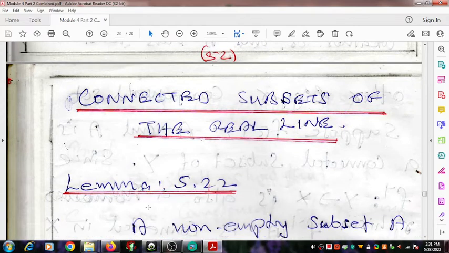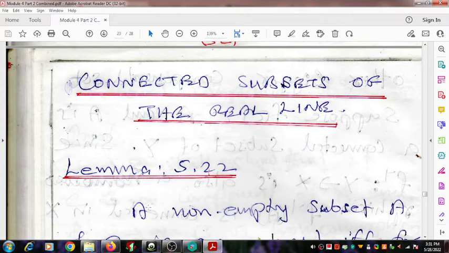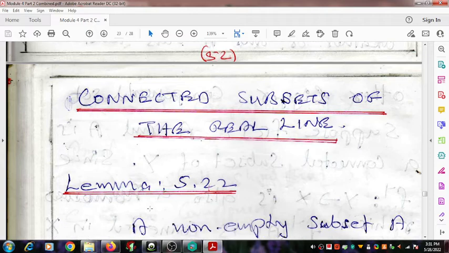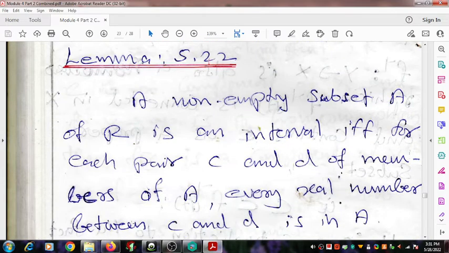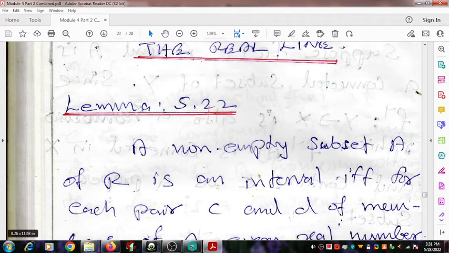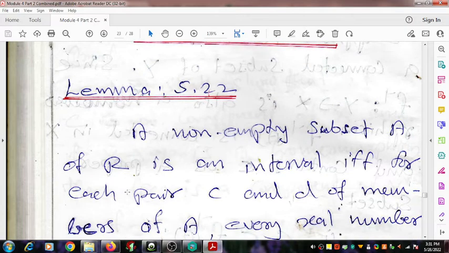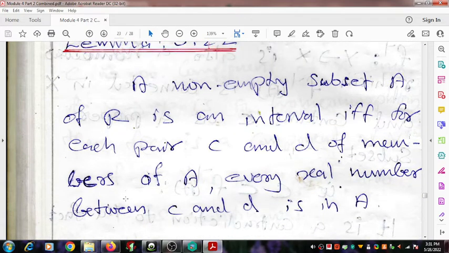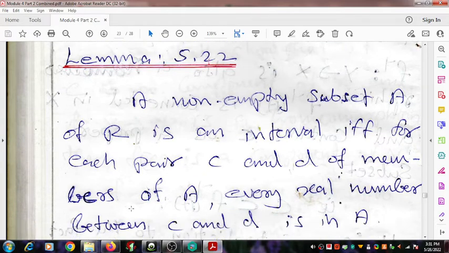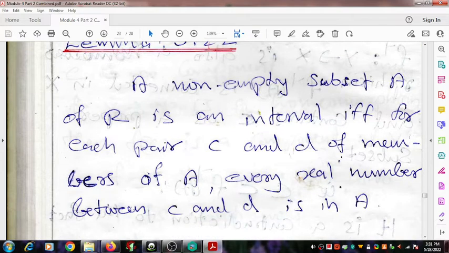Next, we want to discuss some properties of connected subsets of the real line. You know about the real line. What is the nature of connected subsets of the real line? After discussing one or two results included here, the nature of the connected subsets of the real line will be clear to you.